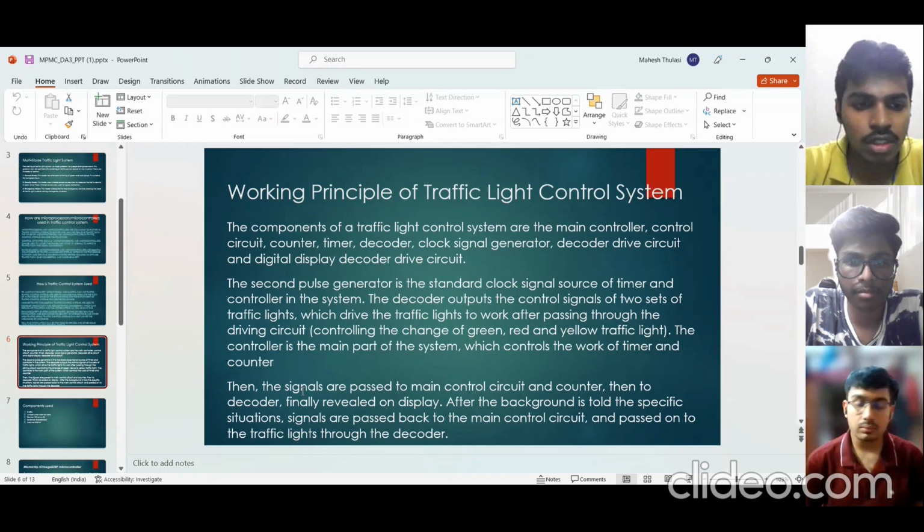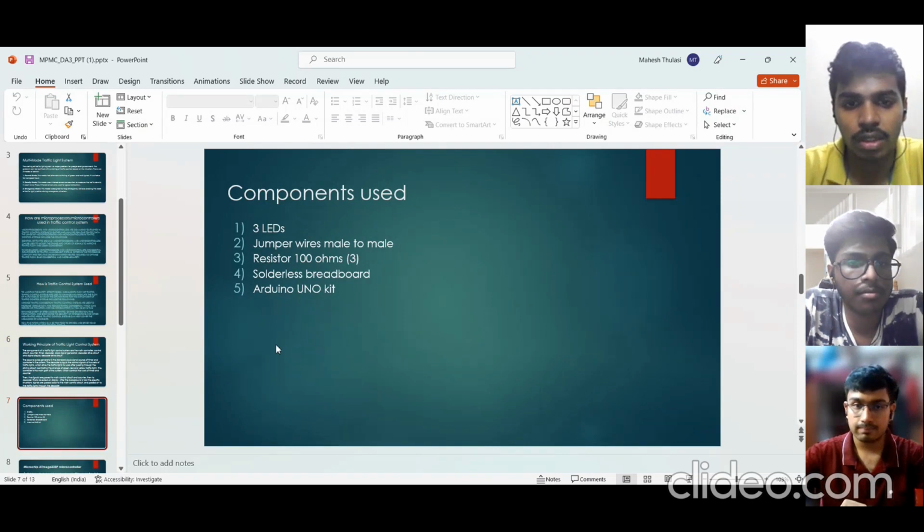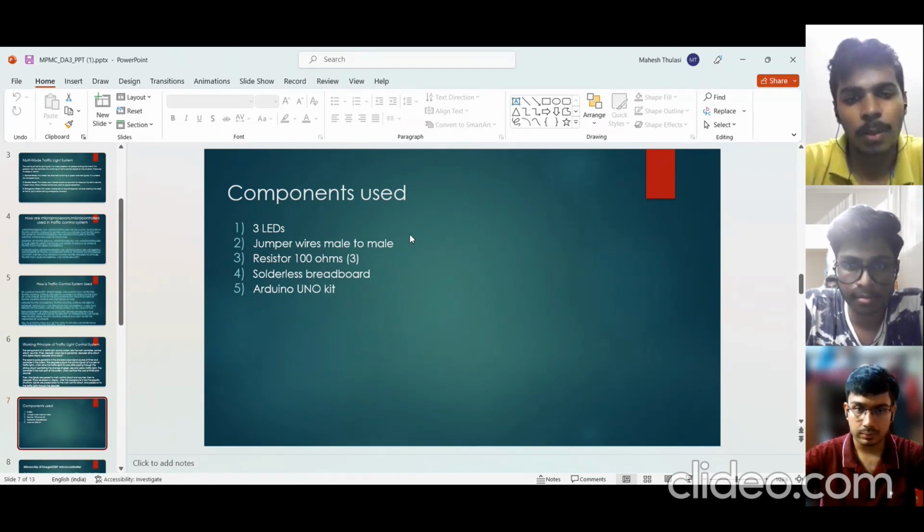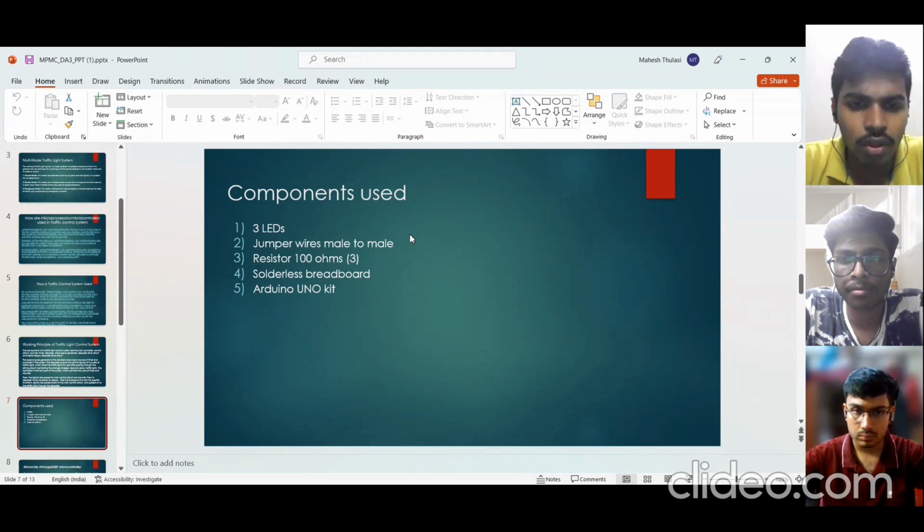Next, we will see what are the main components we have used for the completion of the project. We have used basically three LEDs, one of red color, yellow and green color, and jumper wires, male to male version. Basically we use these jumper wires to connect the circuits, like Arduino, or we use the breadboard, and resistors of 100 ohms. Basically three resistors are used for the completion of this Arduino based traffic light control system.